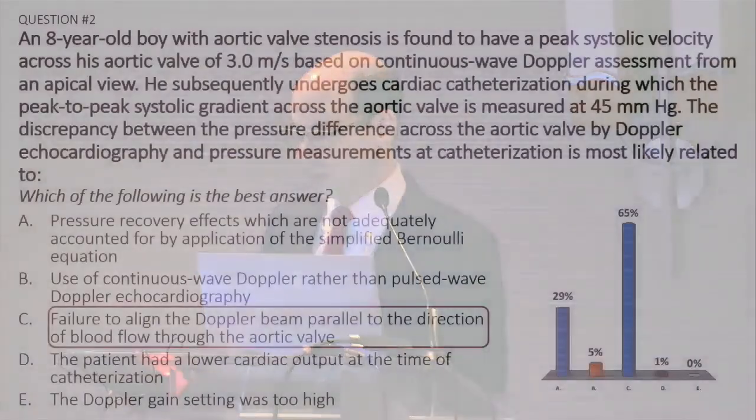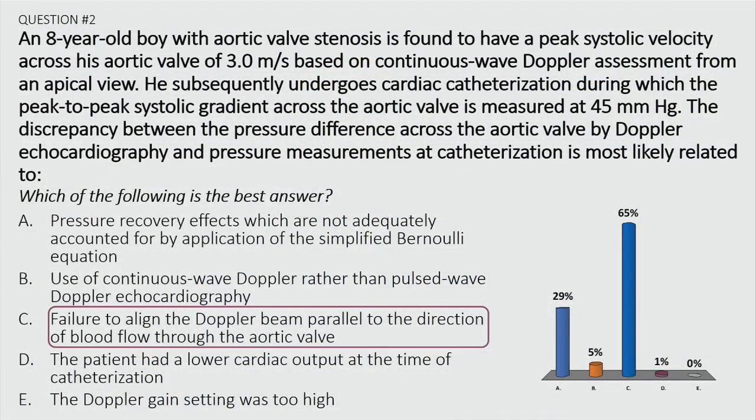C, failure to align the Doppler beam parallel to the direction of blood flow through the aortic valve. So this goes back to the angle dependence of the Doppler principle that we talked about. If you're not aligned correctly, then you'll underestimate it by Doppler. And in fact, that's what's happening here. We're getting a lower Doppler gradient than we would expect compared to the cath gradient.